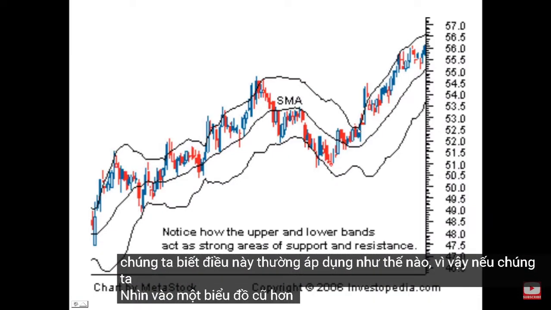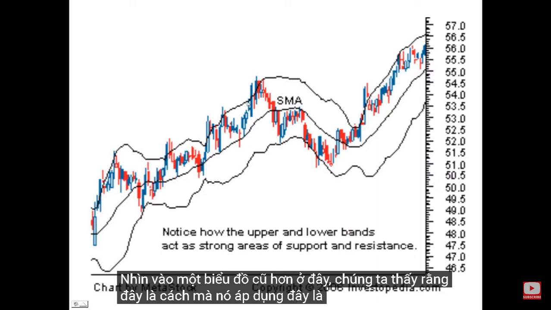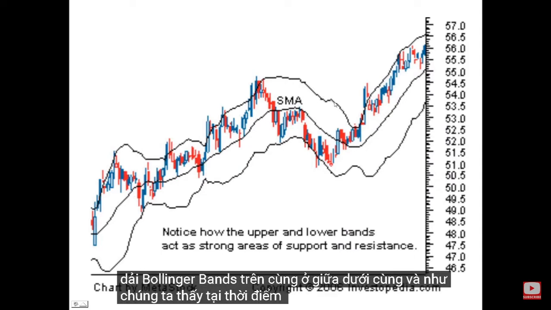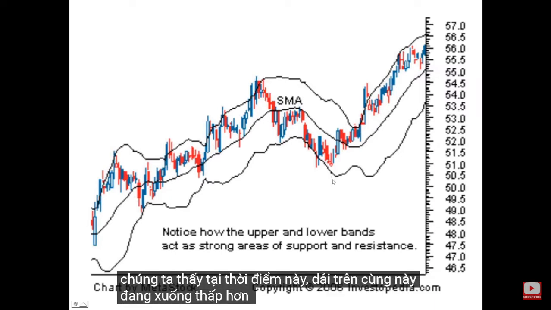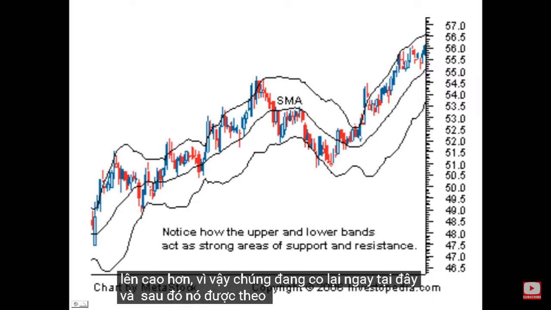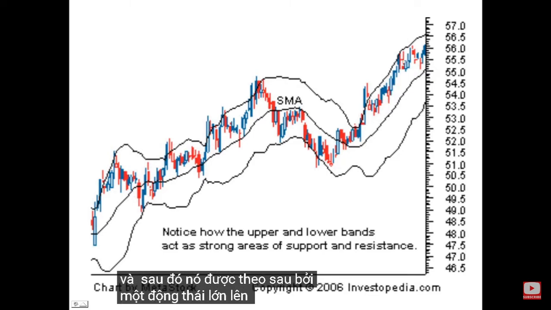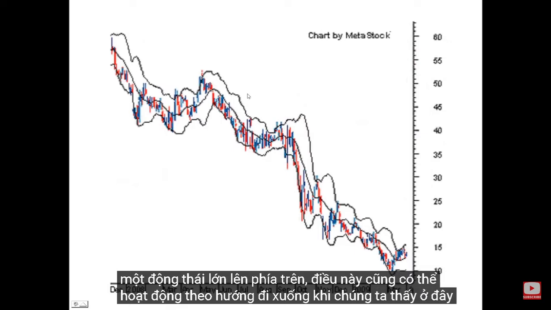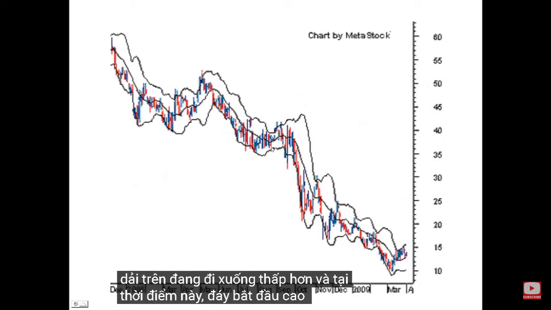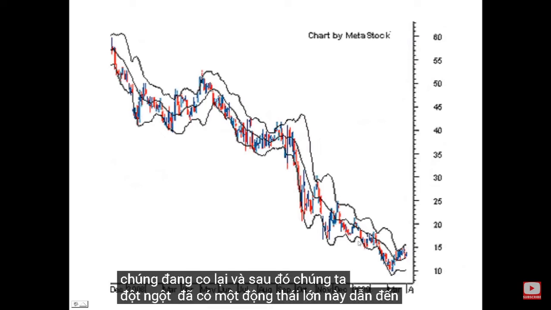So if we look at an older chart here, we see that this is the way it applies. These are the Bollinger Bands, top, middle, bottom. And as we see at this point, this top band is coming lower and this bottom is coming higher. So they're contracting right here, and then it was subsequently followed by a large move to the upside. This can also work to the downside. As we see here, the top band was heading lower, and at this point, the bottom started to come higher. They're contracting, and then we all of a sudden had this large move to the downside.